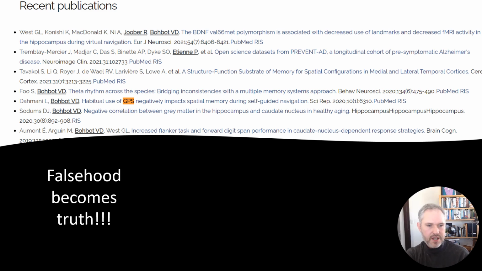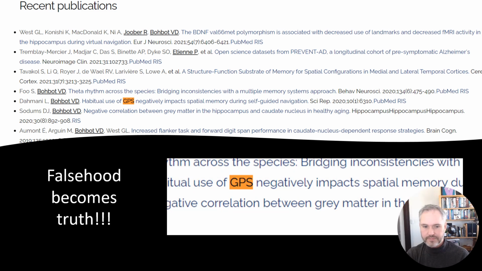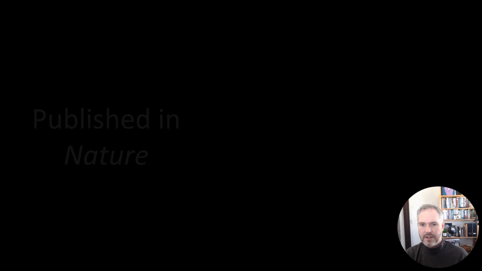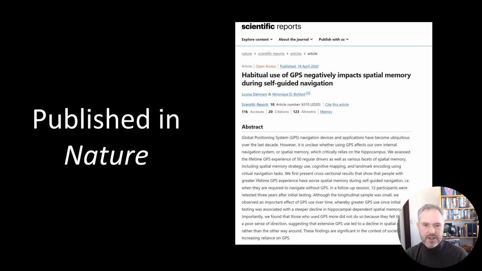Look at this. Her recent publications from 2020, she's actually looking at how the habitual use of GPS negatively impacts spatial memory during guided navigation. Falsehood becomes truth. So they said she was researching GPS. She wasn't. But by the time I got there and checked it, she was. And this was published in Nature, which is the most influential scientific journal on the planet at the moment, as far as I'm aware.